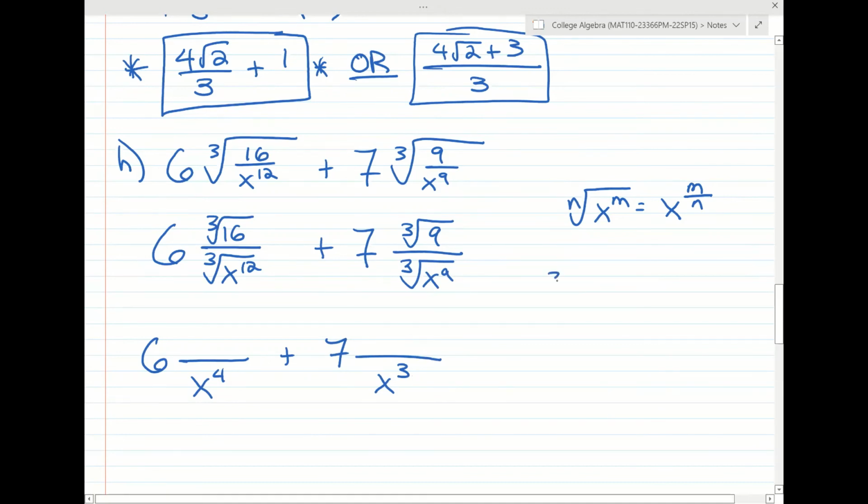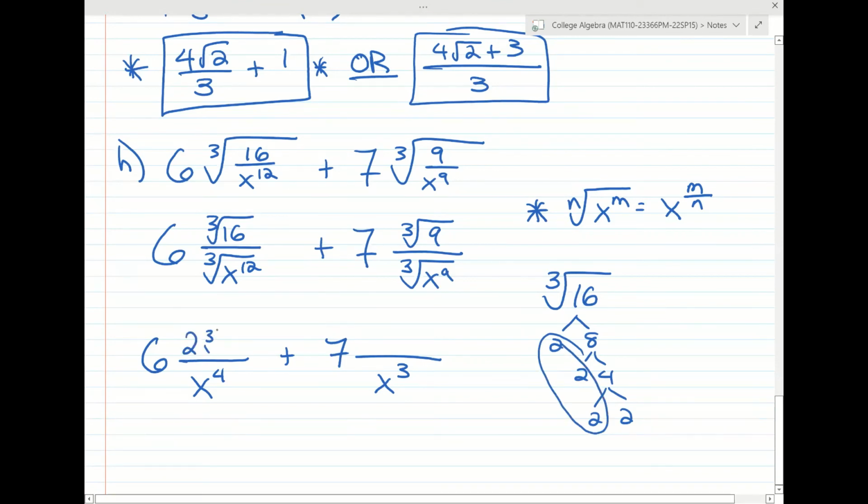The cubed root of 16 would just be 2 and 8. 8 is 2 and 4. 4 is 2 and 2. So we have a group of 2s with 1 left over. The cubed root of 9, it doesn't look like we have any groupings here, so it's just 3 times 3. So we can't take anything out, that just stays the cubed root of 9.